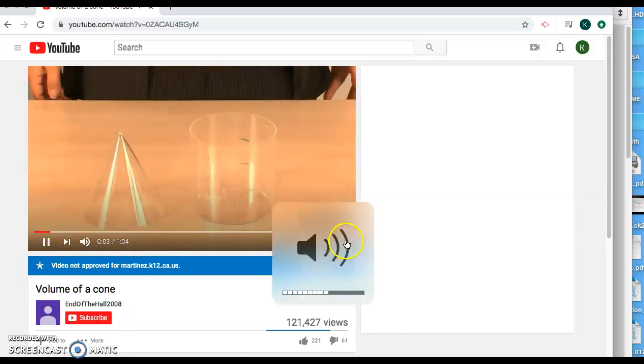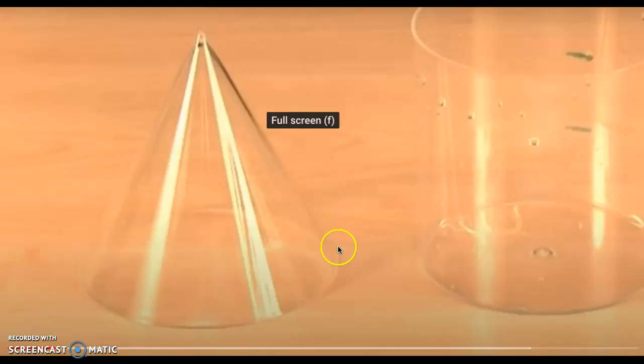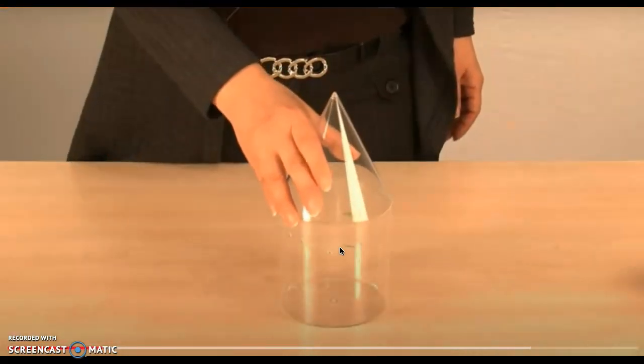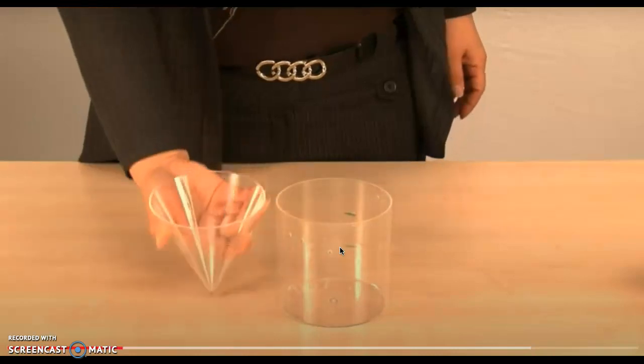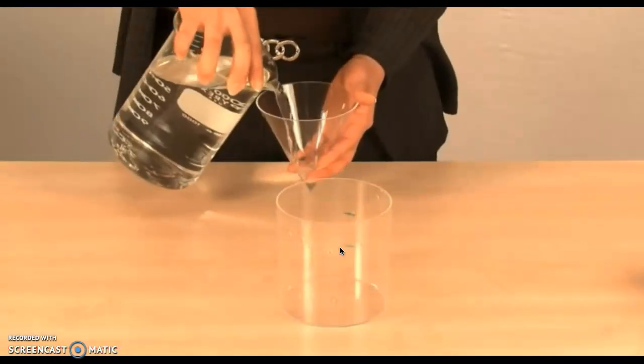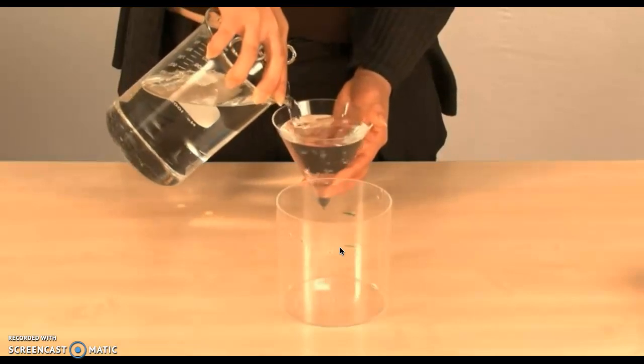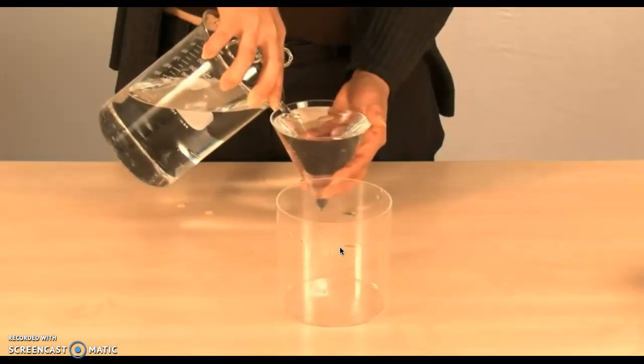In this video, we'll demonstrate the ratio of a volume of a cone and a volume of a cylinder. We have a cone and a cylinder with the same diameter and height. The cylinder is filled exactly with 3 full cones of water.